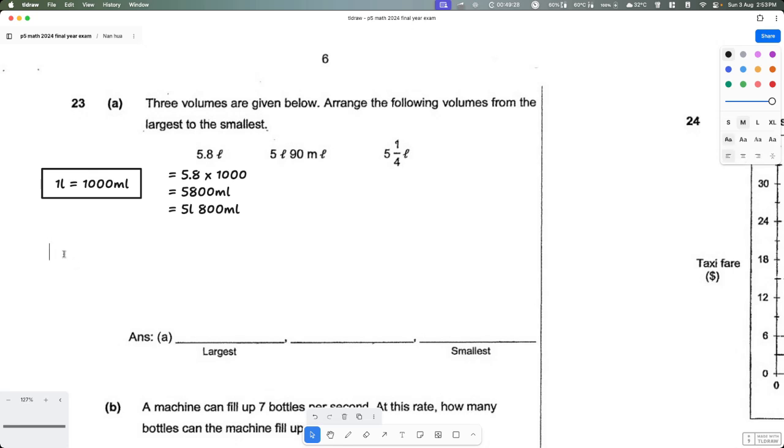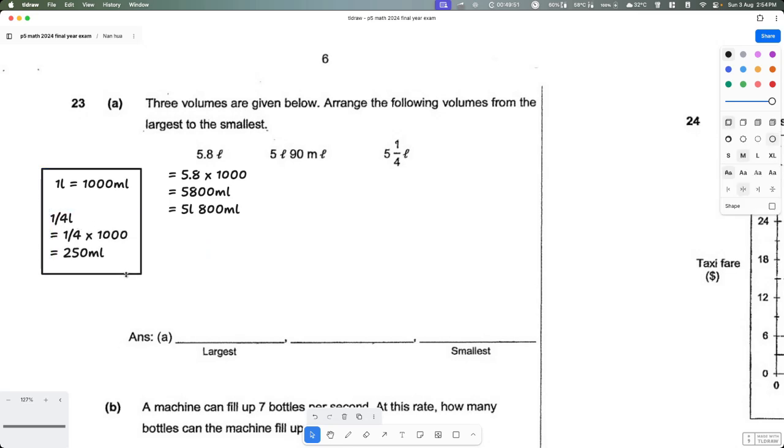1/4 liter is equal to 1/4 times 1000. If you know this, it should be 250 milliliters. So this is equal to 5 liters, 250 milliliters. Then from here, you can see which one is smallest. The smallest is this one. I'm going to put smallest over here.